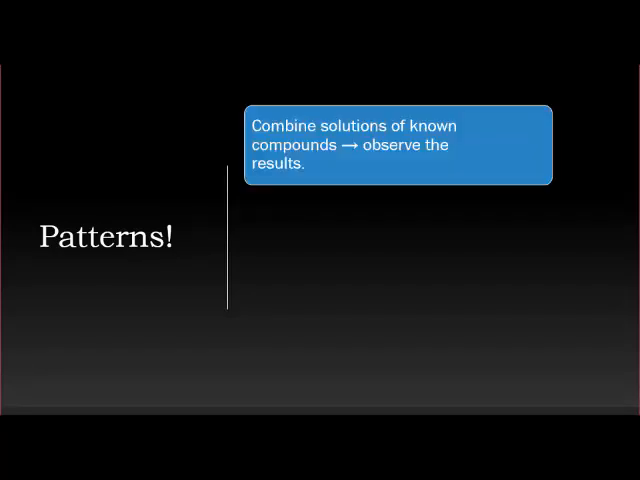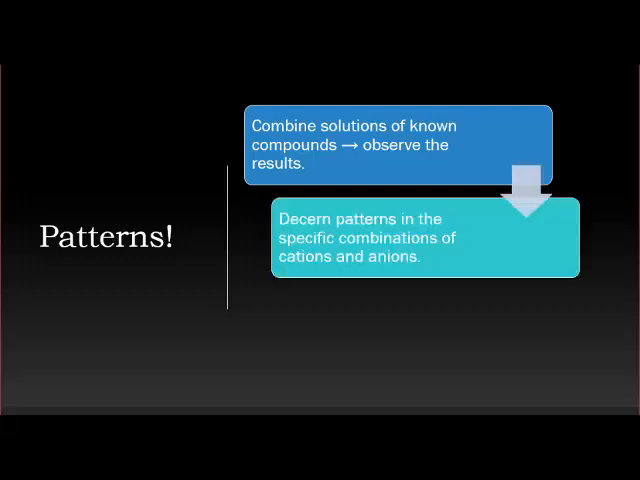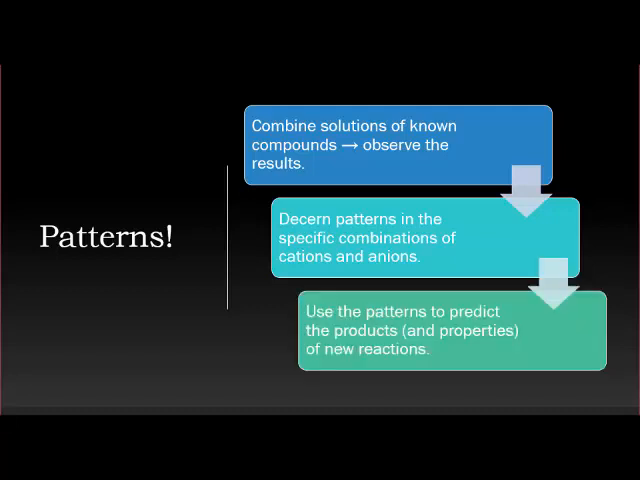And what chemical engineers will do is look for patterns. So in this investigation, we're going to combine solutions of compounds that we know the formulas for and see what results we get. Then we're going to see if we can find any patterns in those specific combinations of compounds. And that's going to allow us to try to predict what the products are of new reactions that we didn't do in the lab.